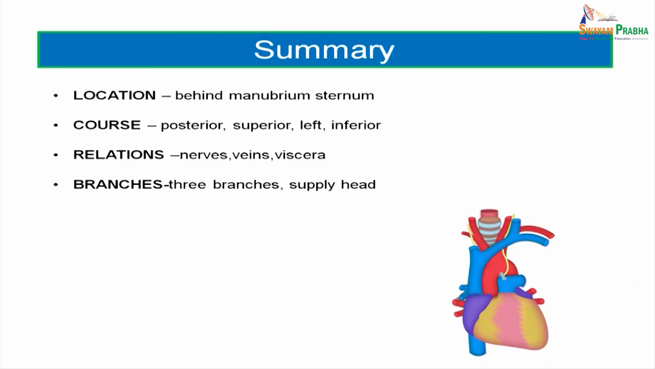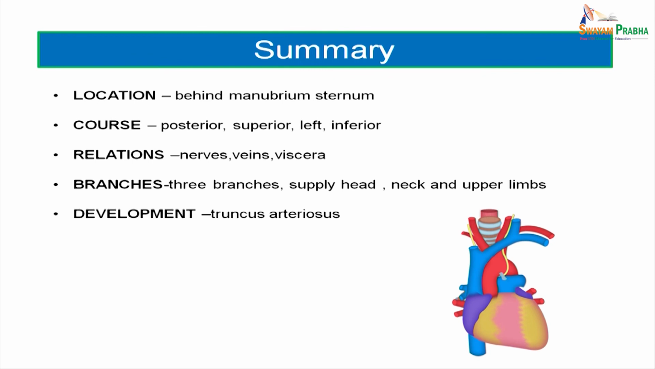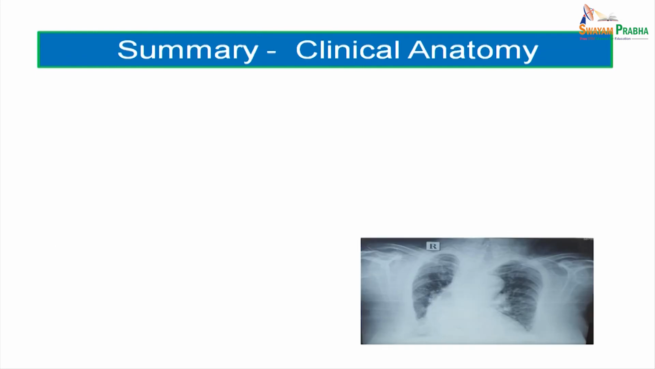The branches include the three branches, the brachiocephalic trunk, the left common carotid and the left subclavian, and we also saw the number of clinical variations which were seen. The development is mainly from the distal segment of the truncus arteriosus and its connection through the pharyngeal arch, that is the fourth pharyngeal arch, to the dorsal aorta, and the structure we saw was the elastic artery. So, these were the clinical anatomy points which we discussed.